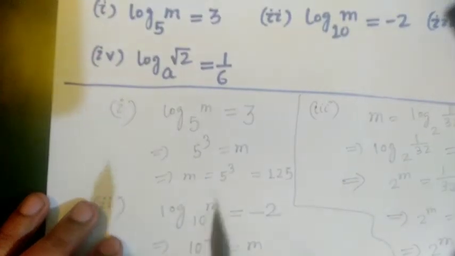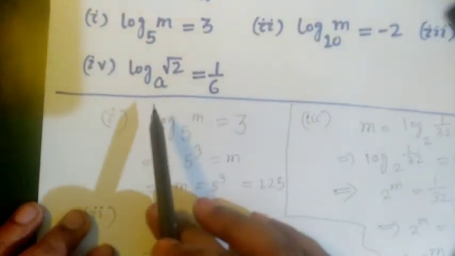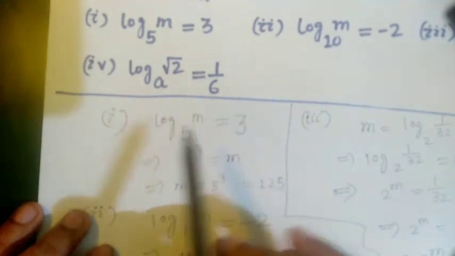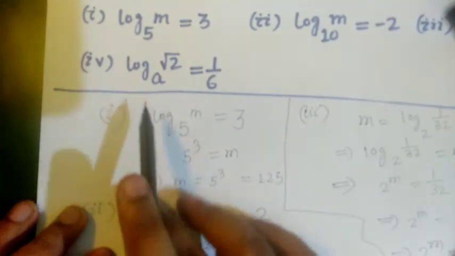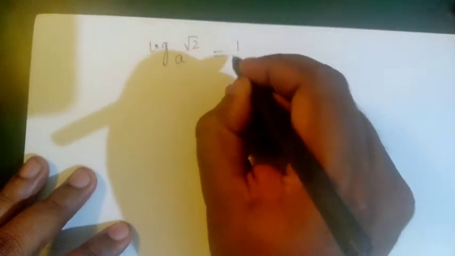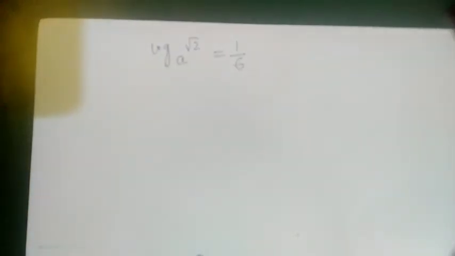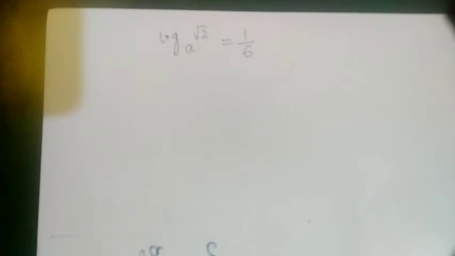Fourth problem is logarithm of root 2 with base a is equal to 1 by 6. But here we are going to find out the value of a. The unknown quantity is here a. So logarithm of root 2 with base a is equal to 1 by 6. We have to find out the value of the unknown quantity, that is here a.